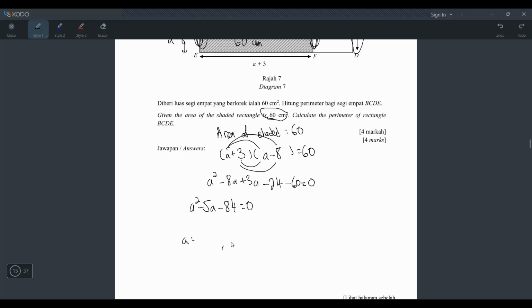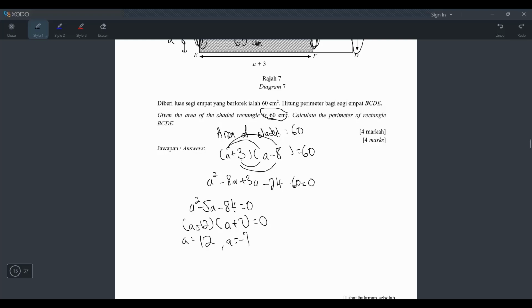And now you press the calculator, you should end up with two answers. Let me press. Okay, wait for me. What is the a? 1. The b, negative 5. The c, negative 84. Okay, they give me 12 and negative 7. But remember to leave one line blank first, then only you write the 12 and negative 7. So your first bracket will be (a minus 12), and the next bracket is (a plus 7) equals 0. You have to change the sign.